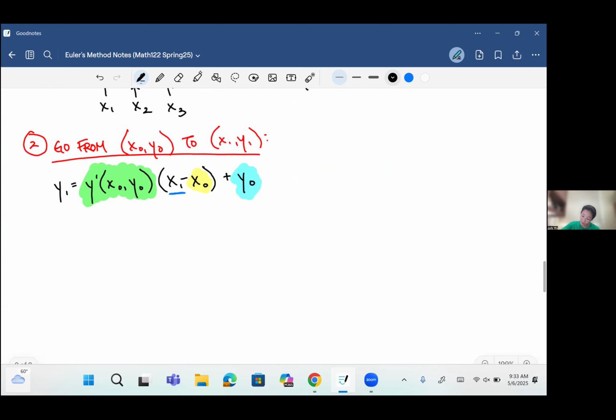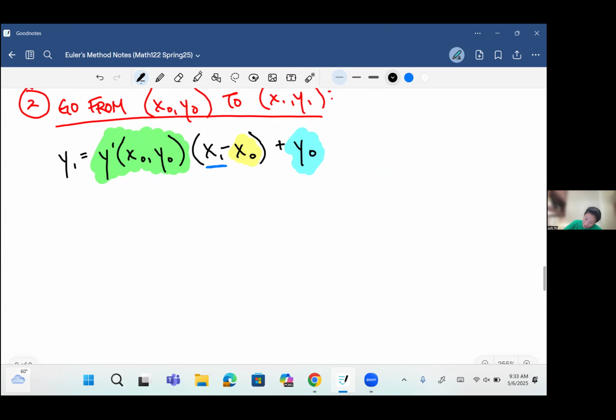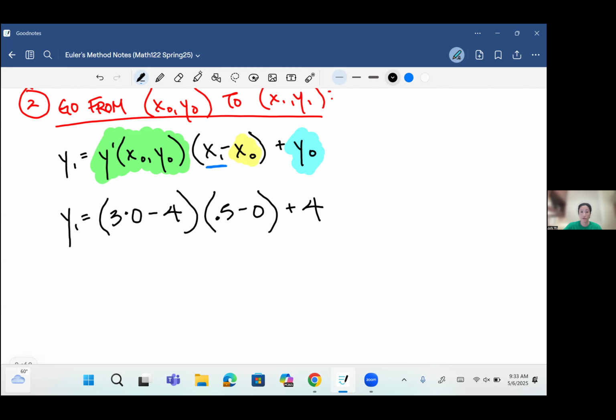So we've got y1 equals. Okay, now my y prime, if I look back, is 3x minus y. That's 3 times 0 minus y, which is 4. So I'm just plugging in my x0, y0 into my y prime. All right, my x1 is going to be 0.5 because I'm stepping 0.5. Minus 0 is where I started, plus y0, which is 4.